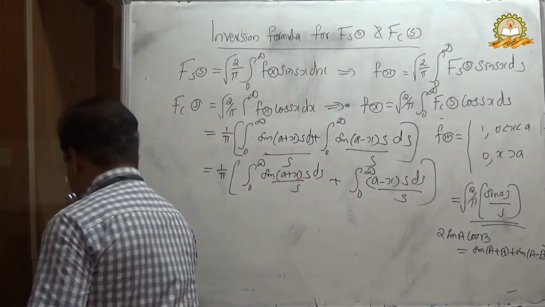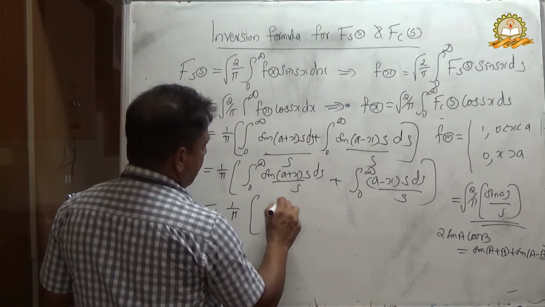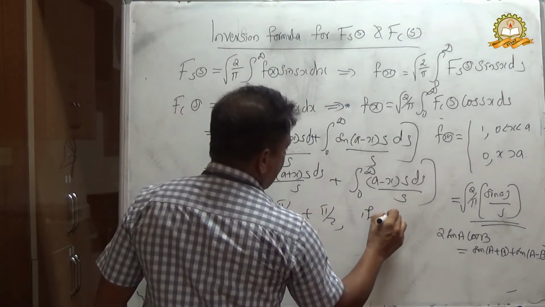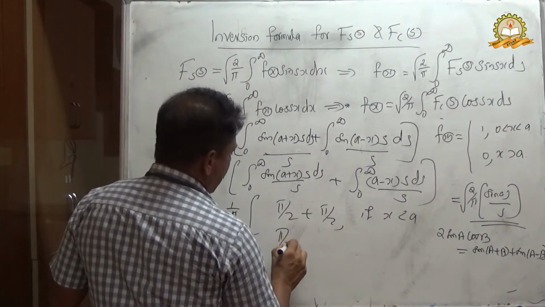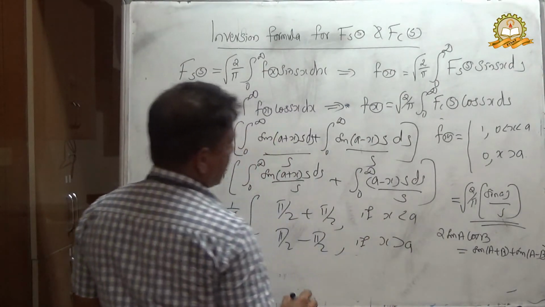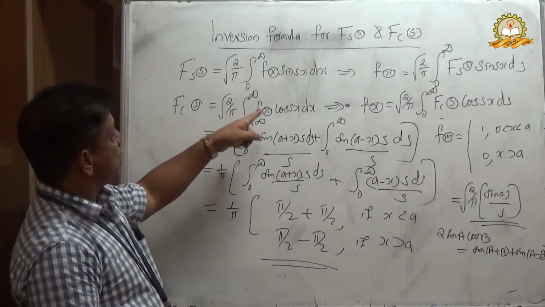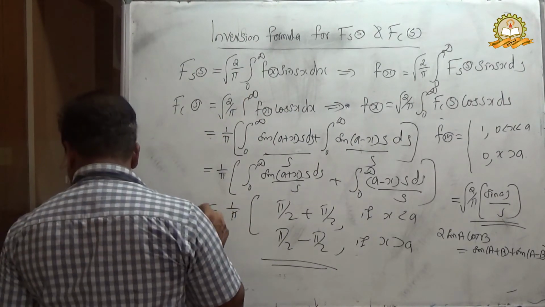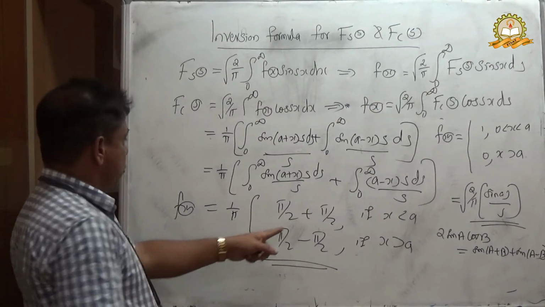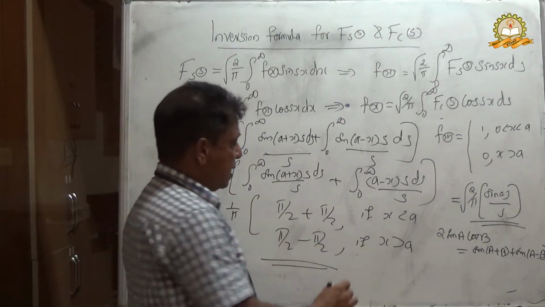The final result we already discussed in the plus 1 level. The answer is 1 by pi into pi by 2 plus pi by 2 if x less than a, and pi by 2 minus pi by 2 if x greater than a. Therefore, this is the final result for the inversion case. Therefore, the original function f of x will be 1 by pi into pi by 2 plus pi by 2 if x less than a, pi by 2 minus pi by 2 if x greater than a. This is the required result.